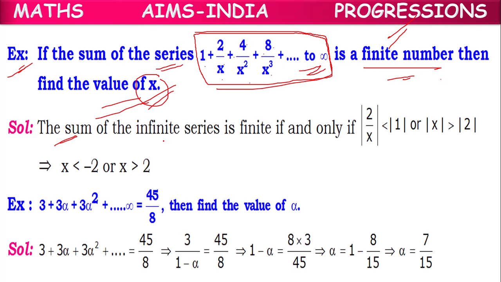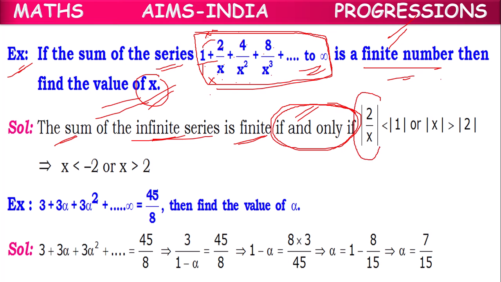The sum of an infinite series is finite under only one condition, that is, if and only if... What is the condition? Here, the common ratio: 1 we can take as 1 by 1. 1 into 2 is 2, 1 into x is x. Again 2 into 2 is 4, x into x is x square. So here 2 by x is the common ratio.